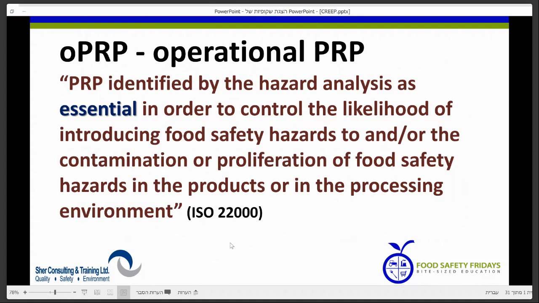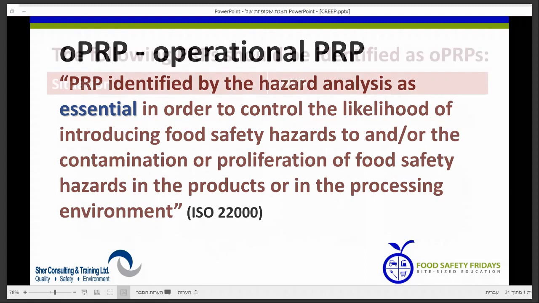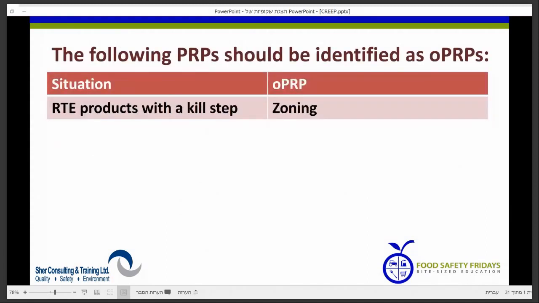So if we're talking about implementing CREEP for type 2 hazards, then the following PRPs should be identified as operational PRPs. It's not a limited list, but it's a mandatory list as far as I'm concerned. So ready-to-eat products with a kill step, the zoning must be an OPRP. Zoning is crucial. Zoning meaning that you identify geographically in the plant, in the kitchen, in the warehouses, the difference between raw and prepared, between not ready to eat and ready to eat, and make a clear boundary between those zones, and manage the zones and manage the transfer from zone to zone.